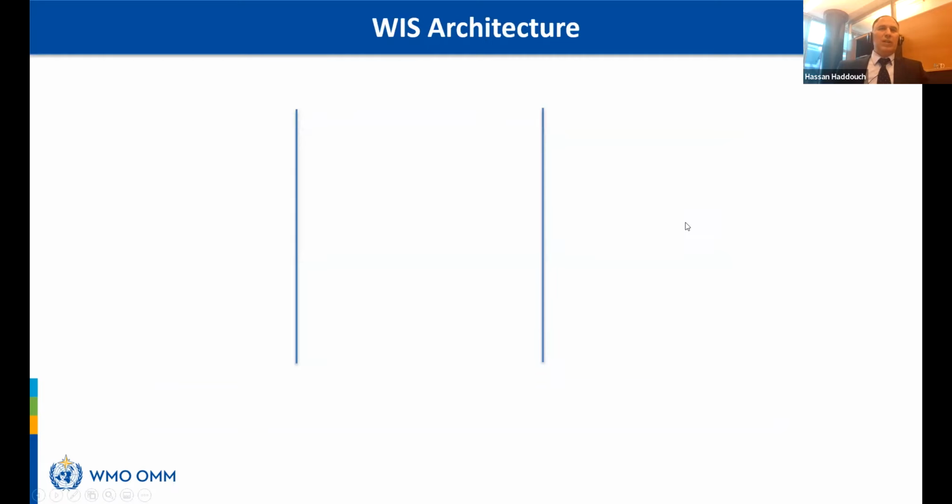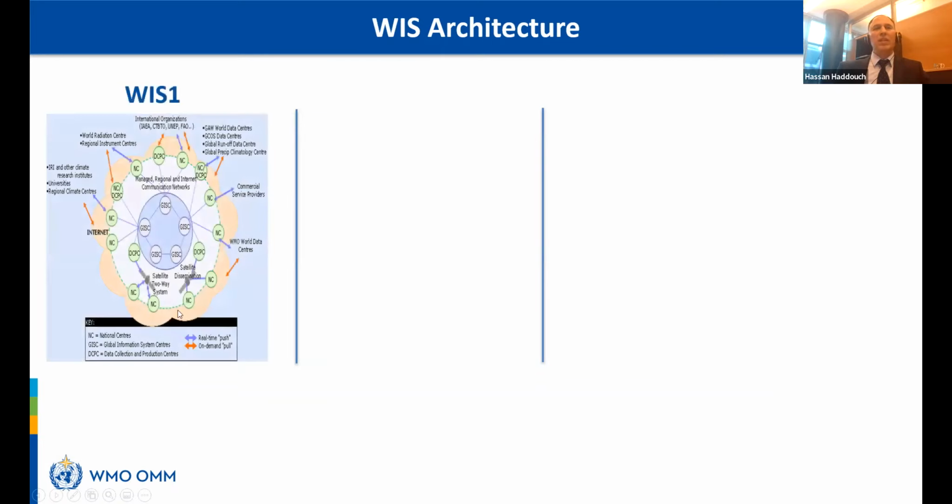The WIS architecture. For WIS 1, we have this architecture based on three components. We have national centers, NC. We have the DCPCs, data collection and production centers. For NCs, most of them are with MET services. For DCPCs, we have RTH, for example, because they are collection centers. And we have also, for example, some programs like ECMWF, producing some data, or EUMETSAT producing some data. They are DCPCs. And we have GISCs.